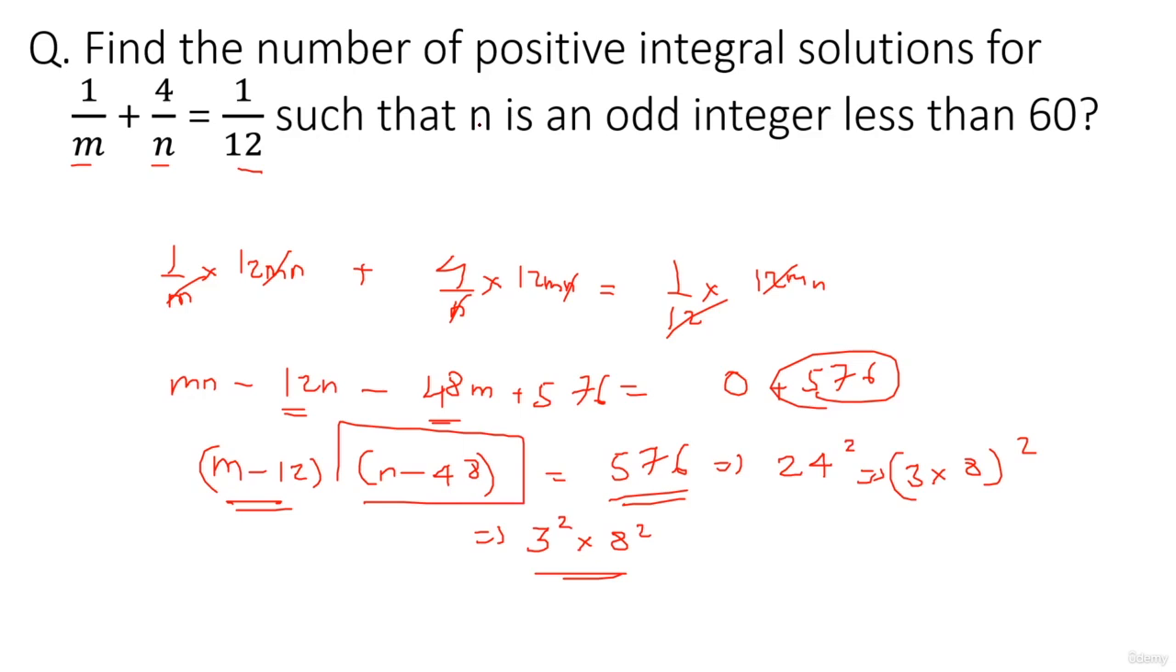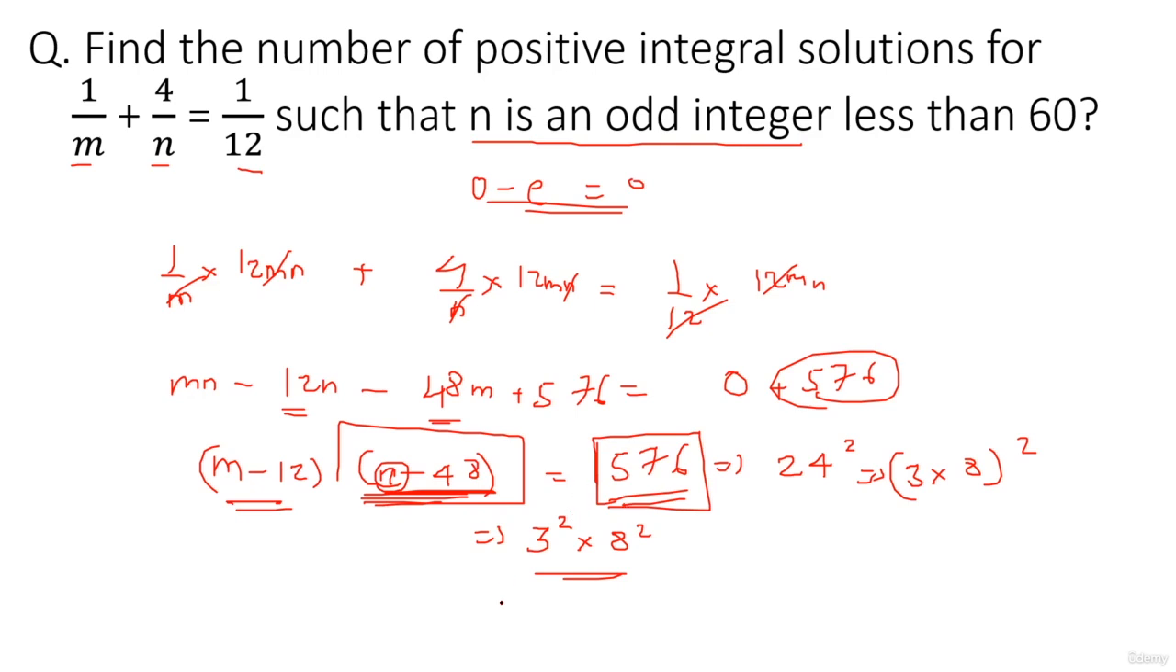Okay, guys. Now see, the question demands that n is an odd integer. In n you're subtracting 48. If n is an odd integer, odd minus any even integer, the answer is always odd, right? So if you want n to be an odd integer, just ensure that n minus 48 is an odd integer, right? So if you put n minus 48 as an odd integer, there are different ways of doing this, right? Odd factors of 576 we have to consider.